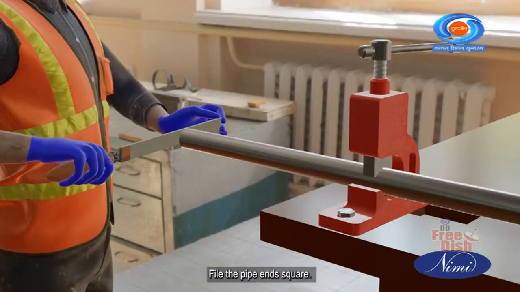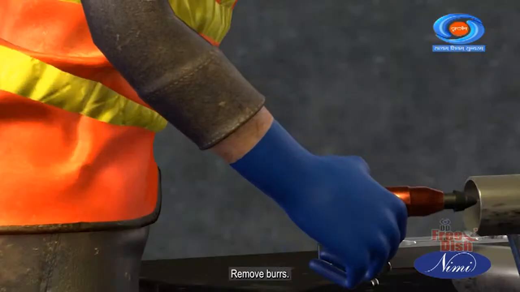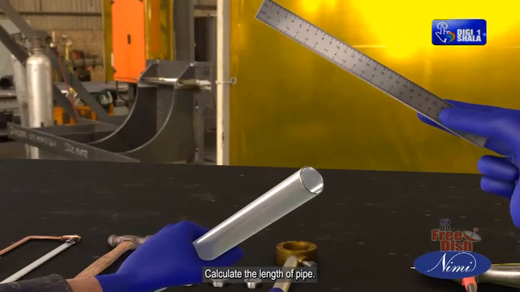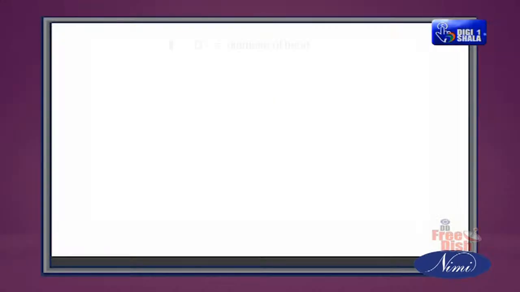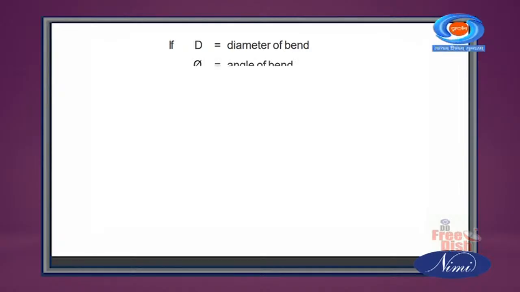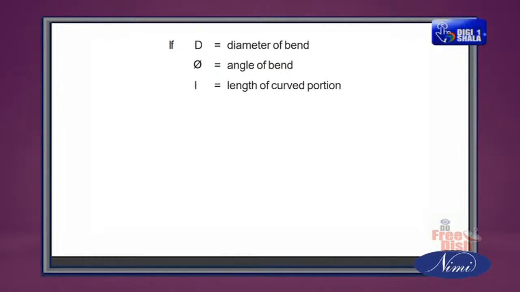File the pipe end square. Remove burrs. Calculate the length of pipe. If D is equal to diameter of bend, theta is equal to angle of bend, L is equal to length of curved portion, then L is equal to pi into D into theta divided by 360.